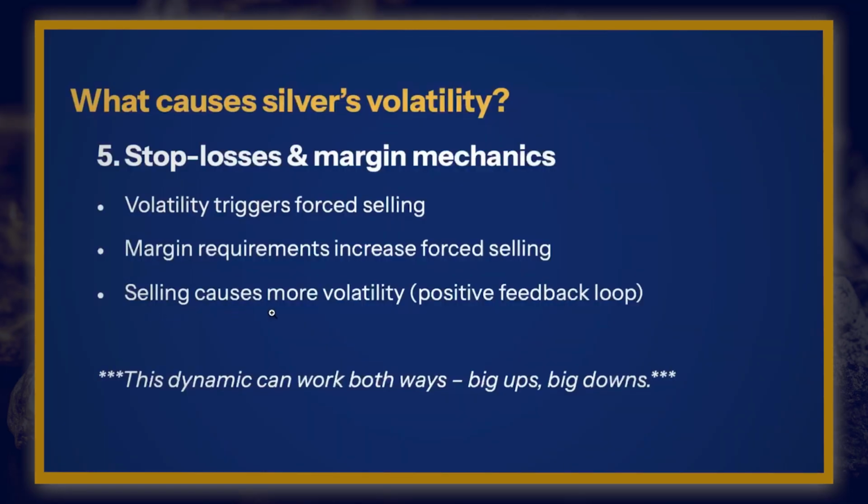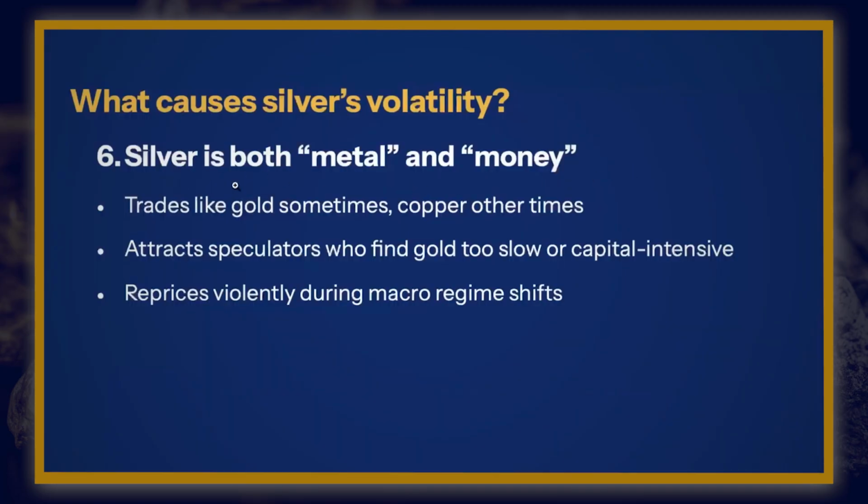All that selling causes more volatility. We get a positive feedback loop. And by the way, this dynamic works both ways. It causes big ups that get even bigger and bigger, and it causes big downs that seem to fall through air pockets where there's no bottom in sight. It works both ways.